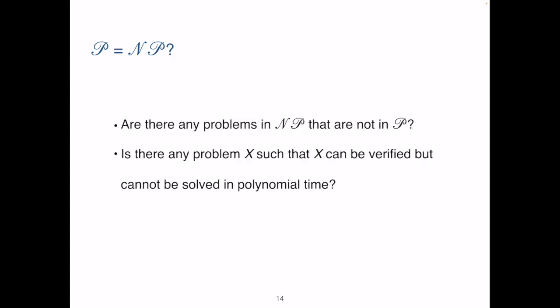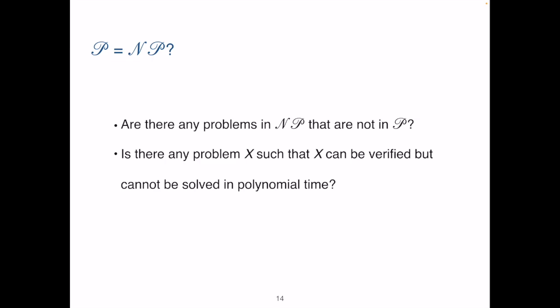Here is the most intriguing question in theoretical computer science. Is P equal to NP? Are there any problems in NP that are not in P? Is there any problem that can be verified in polynomial time but not solved in polynomial time? It would seem that there absolutely must be such problems. If not, then the two classes P and NP are equal, which virtually nobody believes.